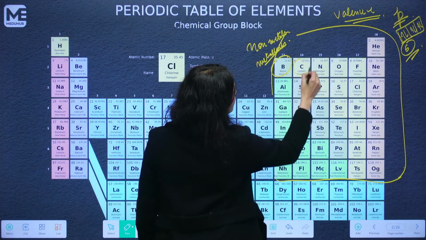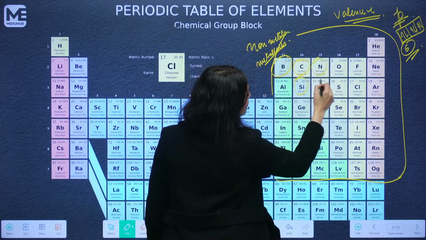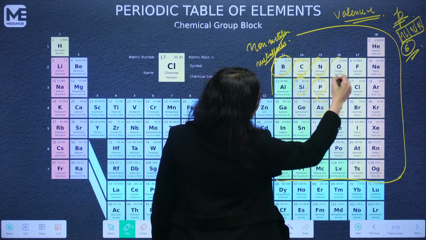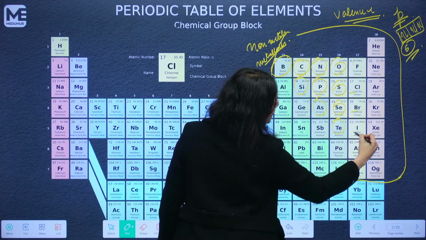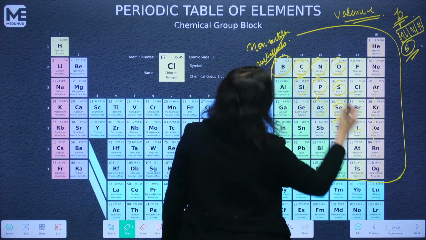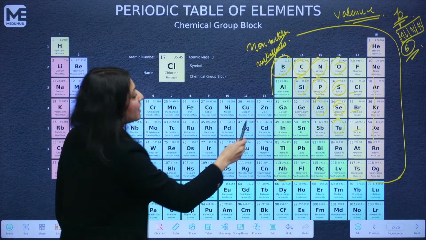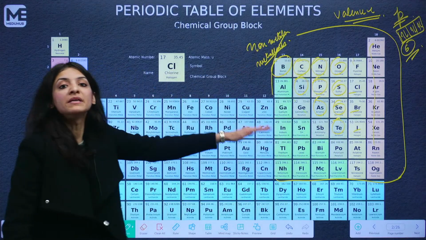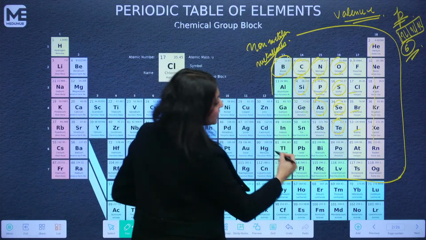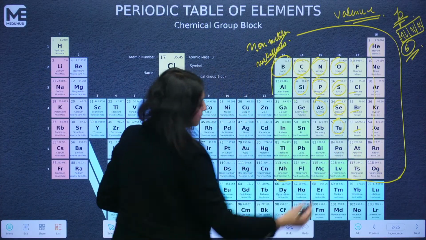boron here, carbon, silicon, nitrogen, phosphorus, arsenic, oxygen, sulfur, selenium, tellurium, fluorine, chlorine, bromine, iodine, and all of these are non-metals, and then these are metalloids, and as you go down the group, the metallic character increases. So, these elements are all metals here.